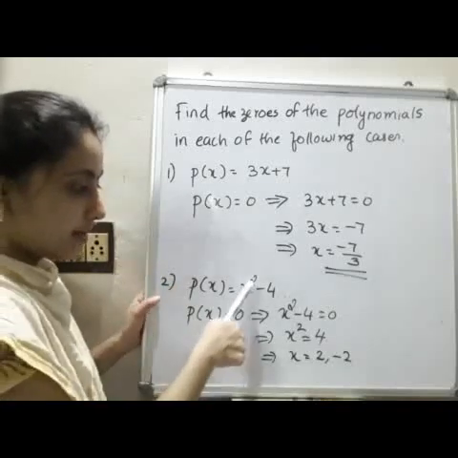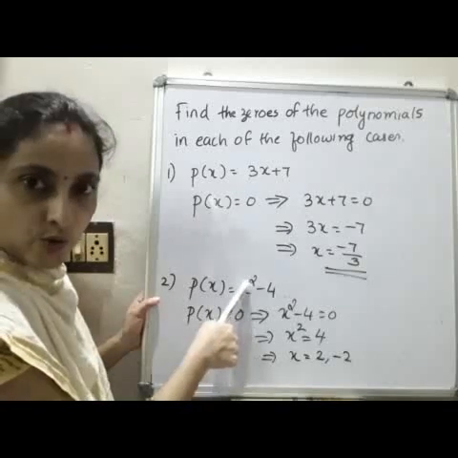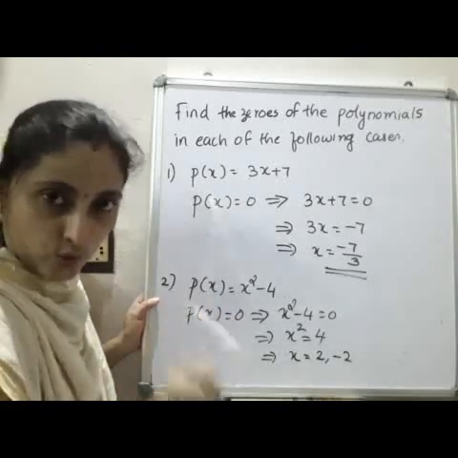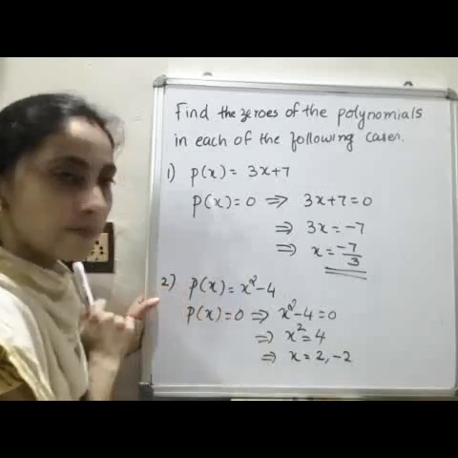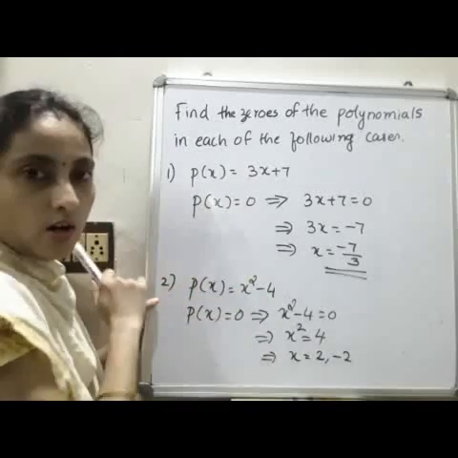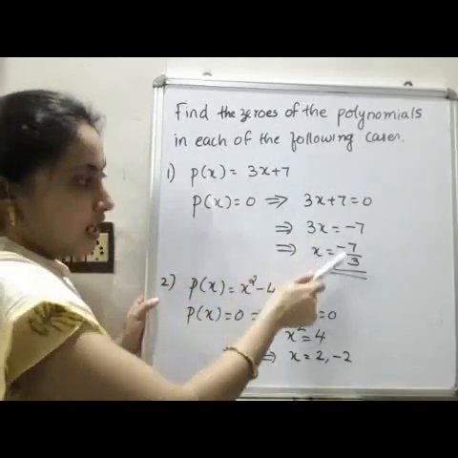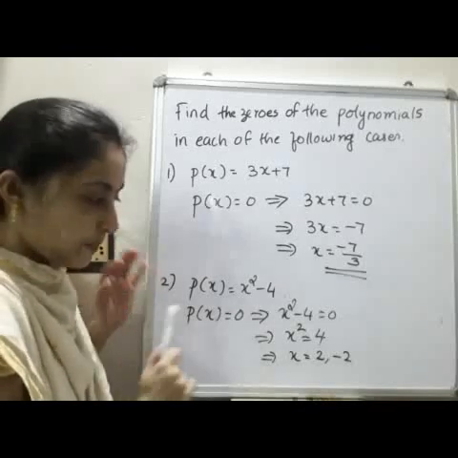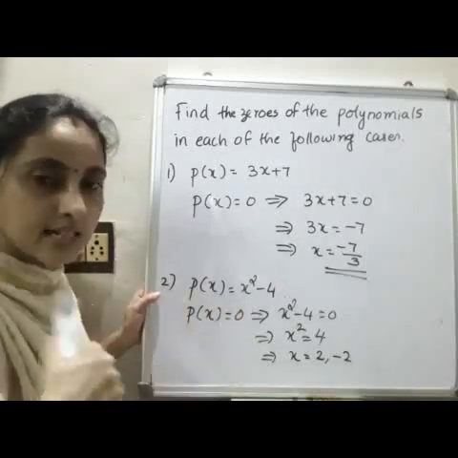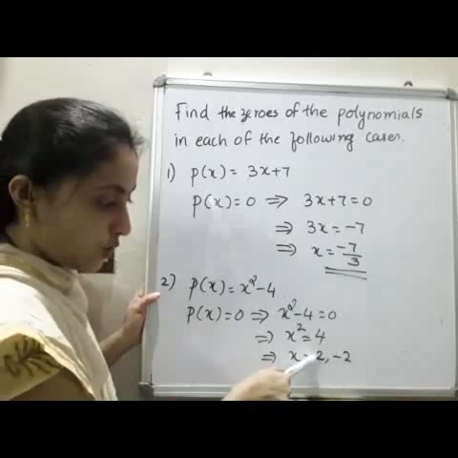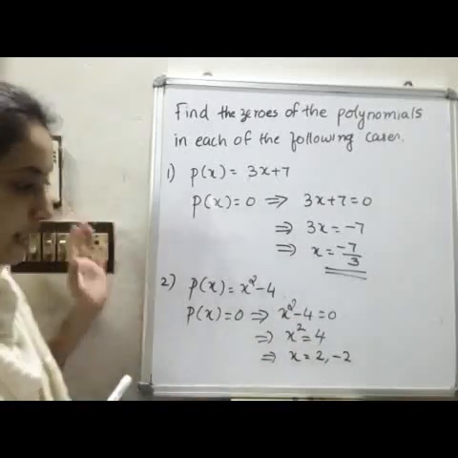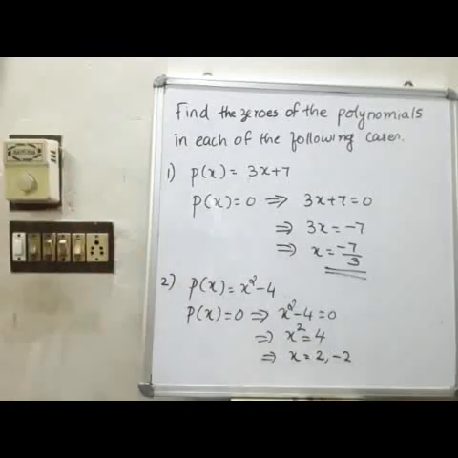Okay. So, what is the degree of the polynomial? 2. So, how many zeros are there? 2 zeros. If the degree is 2, it has 2 zeros. Here, what is the degree of the polynomial? 1. So, it has only 1 zero. That is minus 7 by 3. Here, the degree is 2. So, it has 2 zeros. That are 2 and minus 2. Hope you clear these two questions. We will move to the third question.